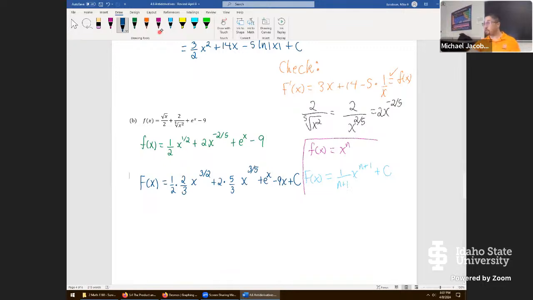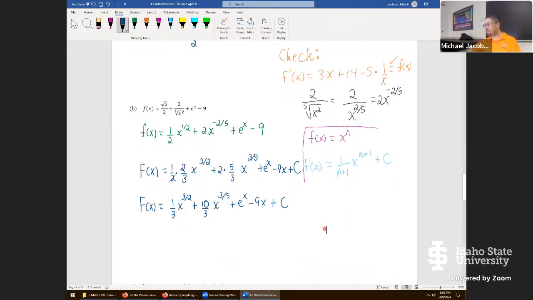This one we do have to do some earnest simplification. These 2's will cancel out. We need to multiply the 2 by 5, but nothing major. A lot of copying, it looks like. So our answer is F of x equals 1/3 times x to the power 3/2 plus 10/3 x to the power 3/5 plus e to the x minus 9x plus a constant c. So we got it, folks. It took a lot of oxygen just to say it, but there it is.